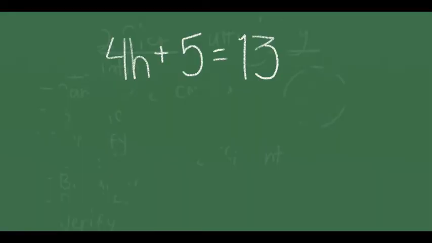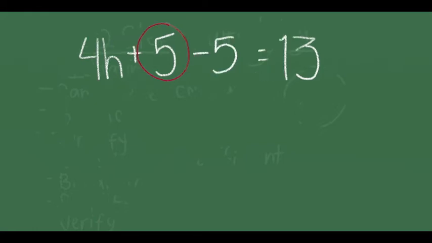4h plus 5 equals 13. The constant in the question is 5. How will we cancel the constant? You use the opposite operation to make a zero pair, right? In this case, you subtract 5. Correct. Now you do the same thing to the other side to balance everything out and simplify everything so that it's not messy.